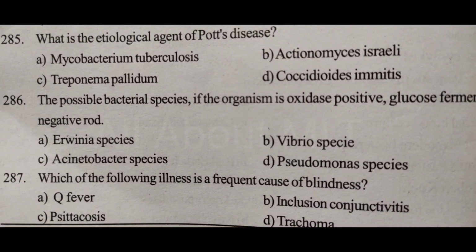Which of the following illnesses is a frequent cause of blindness? Option A, Q fever. Option B, inclusion conjunctivitis. Option C, psittacosis. Option D, trachoma. Answer is option D, trachoma.